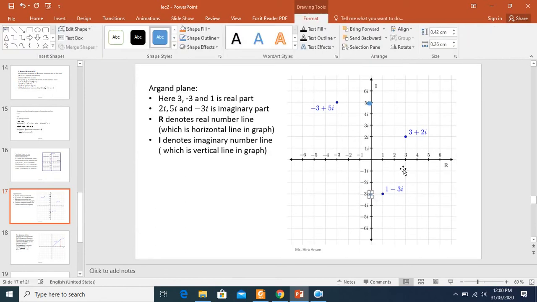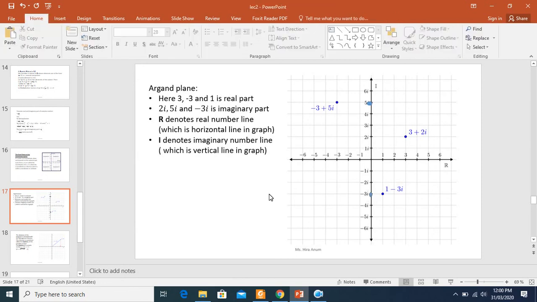Similarly, 2 iota belongs here. So 3, -3 and 1 are real numbers, so they belong on the real line, and 2 iota, 5 iota and -3 iota are imaginary numbers. They belong on the imaginary line. It's called the Argand plane.